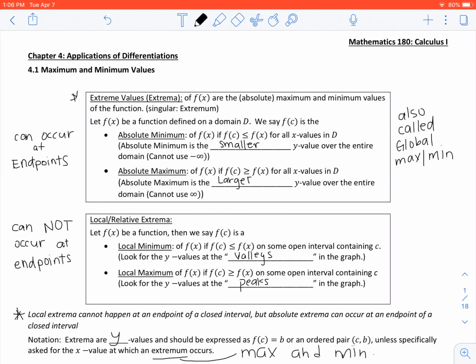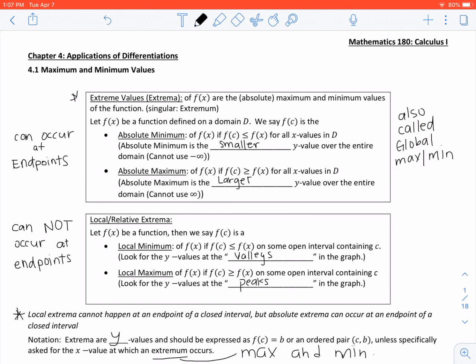Let f of x be a function defined on domain D. We say f of c is the absolute minimum of f of x if f of c is less than or equal to f of x for all x values in the domain. The absolute minimum is the smallest y value over the entire domain. And note, we cannot use negative infinity, so this has to be an actual numerical value.